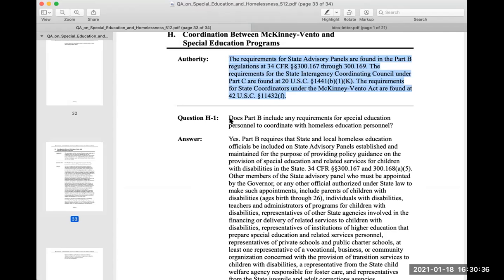20 U.S.C. 1441(b)(1)(K). Under the McKinney-Vento Act, state coordinators for the education of homeless children and youth must collaborate with other educators to improve the provision of comprehensive education and related services to homeless children. 42 U.S.C. paragraph 11432(g)(6)(c). Page 33. Questions and Answers on Special Education and Homelessness. Page 34.